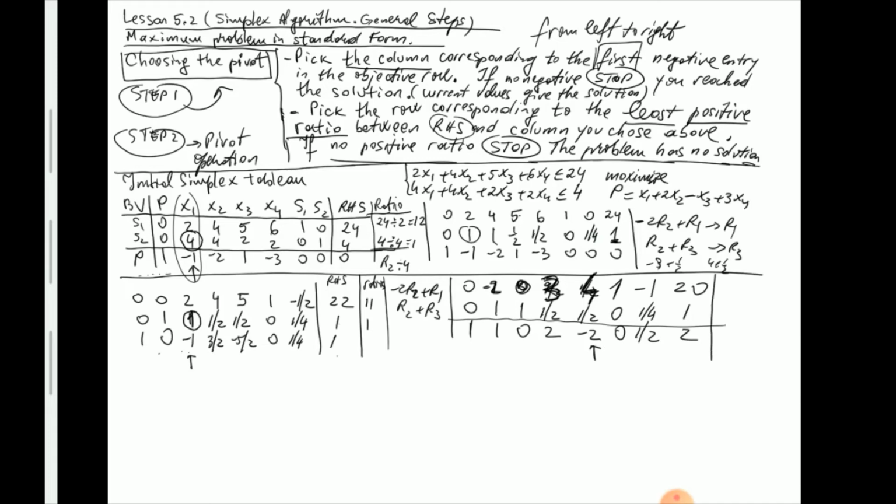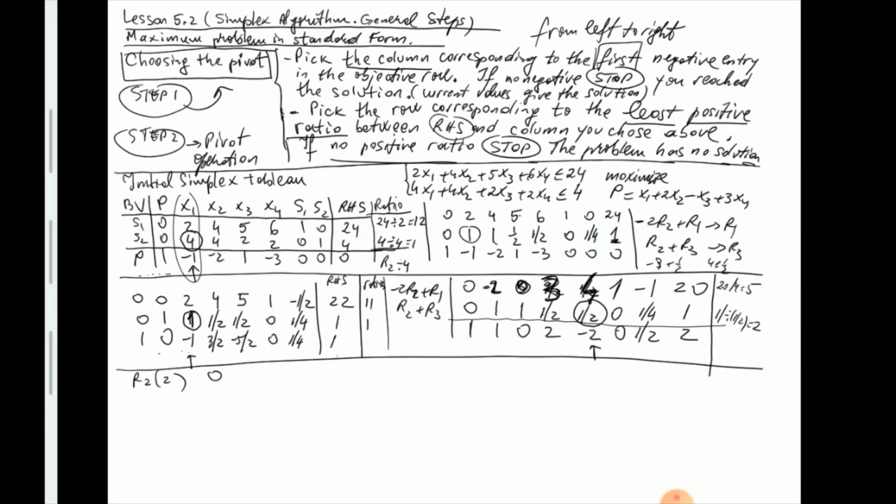When you do the ratios, be very careful because 1 divided by 1 over 2, that's actually 2. So make sure you're careful when you do the ratios here. 20 over 4, that's 5. So the pivot is going to be this guy, 1 over 2. To make it 1, obviously we multiply row 2 by 2.